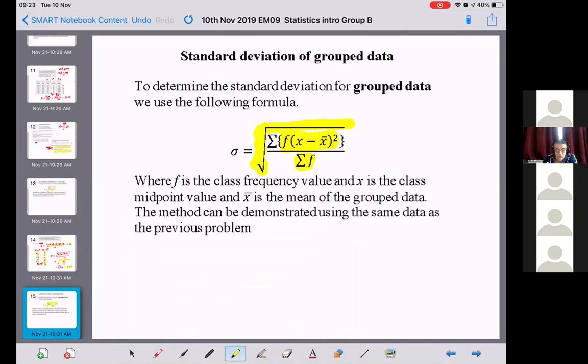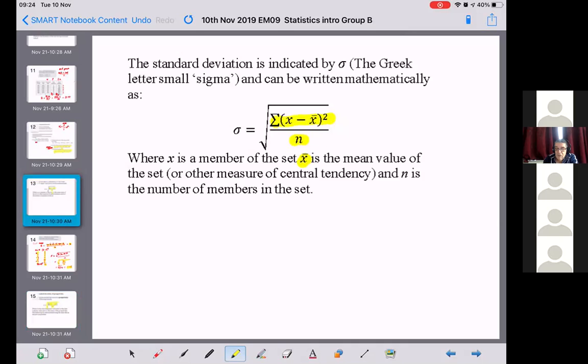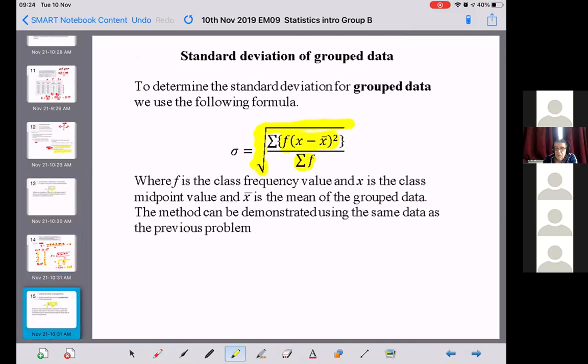If we look back at the previous formula, that just has x minus x bar squared on the top line, sum of. The formula for group data simply multiplies the squared values by the frequency of the set as well, and we divide by the sum of all the frequencies. And again, that is probably best served by looking at a particular example. So we'll do that now.